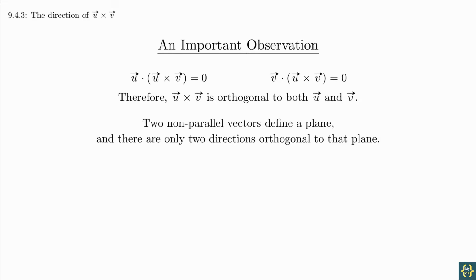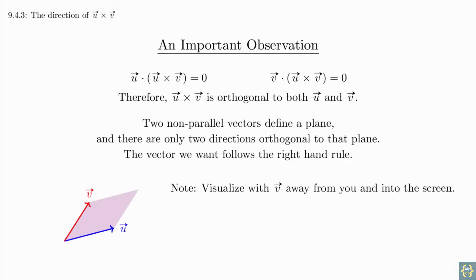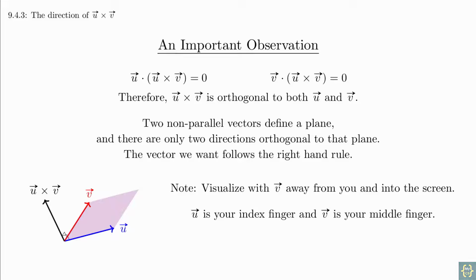There are only two directions that are perpendicular to the plane, and the correct one is the one that follows the right-hand rule. Try to match your hand to this diagram. Point the index finger of your right hand to the right, and point your middle finger at the screen. Then your thumb should match the black vector.